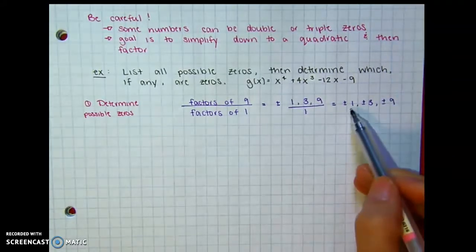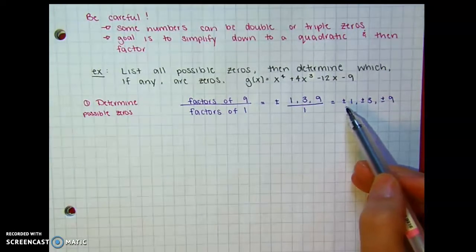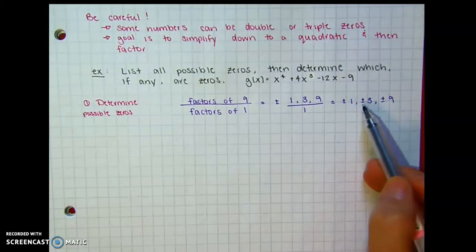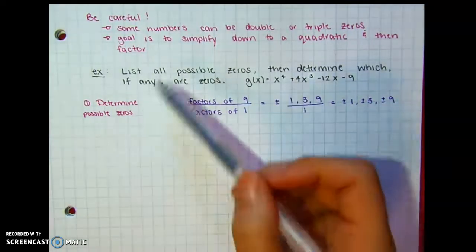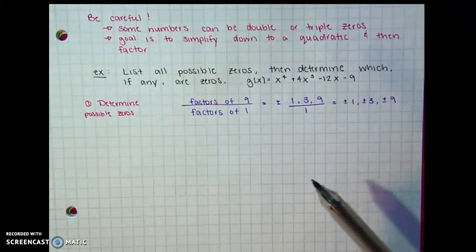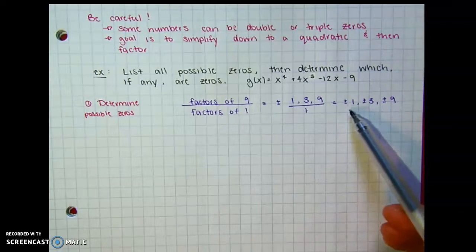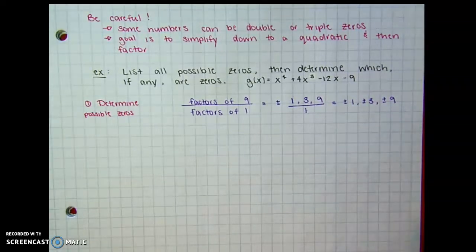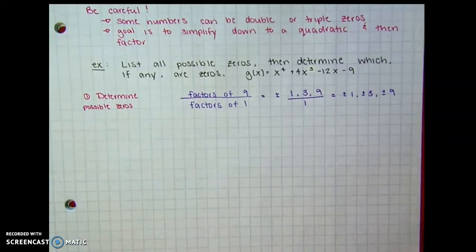Now, that means our possible zeros are 1, -1, 3, -3, 9, -9. And be careful, because we could have double or triple zeros, meaning there could be, like, x plus 1 squared or x plus 1 cubed. All right, so that's step 1.